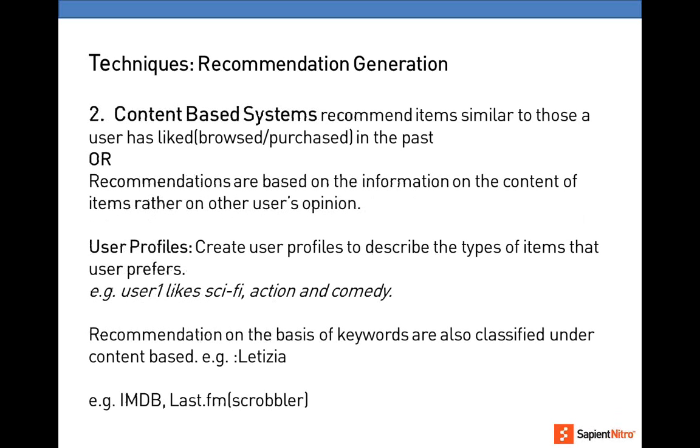Let's move on to the second type of recommendation generation technique, the content-based systems. Here we recommend only the products that are similar to the products that the user has purchased in the past or liked in the past. We can also say recommendations are based on the information of the content rather than other users' opinions. So we create user profiles to describe the type of items that a user might like. For example, a user profile who likes sci-fi, action, comedy, and then we try to match these features of the user profile with the features of the product.